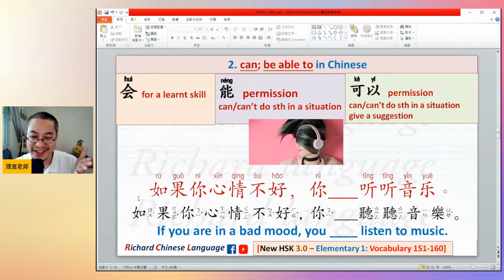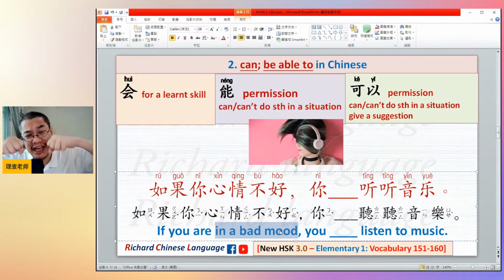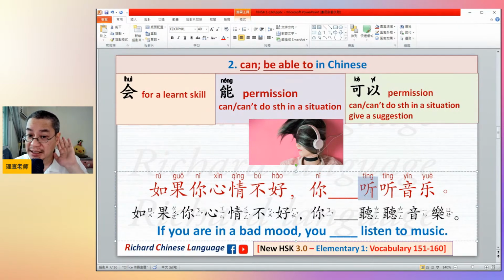Okay, one more quiz for you. 如果你心情不好, 如果 means if. 你心情不好. Okay, remember this phrase, please. 心情不好 means you are in a bad mood. You're sad. You're depressed. You don't feel okay. You feel unhappy. 心情不好: unhappy, depressed, sad. 心情 means your mood. 不好, not good. Okay. 你听听音乐, 听 means listen.